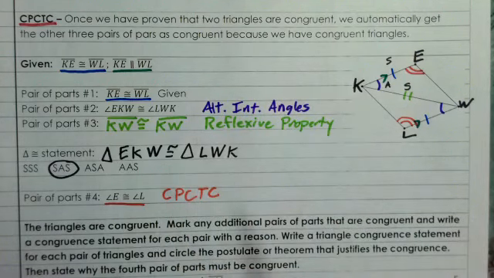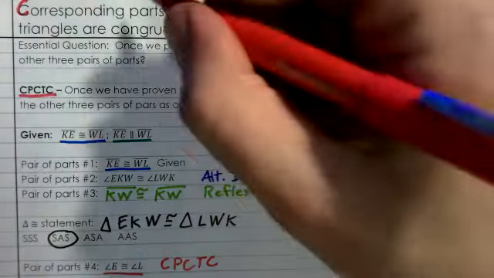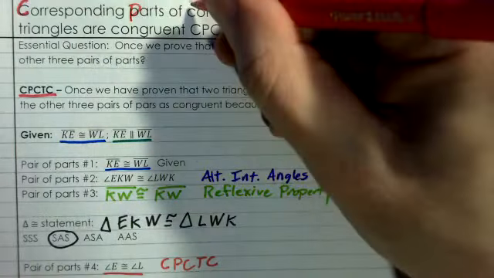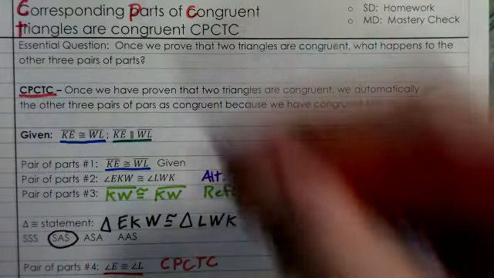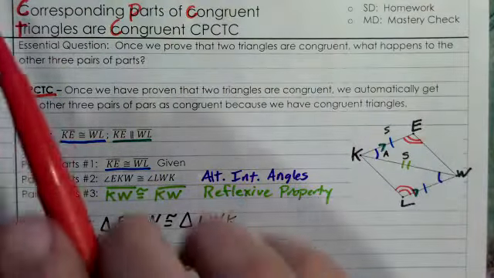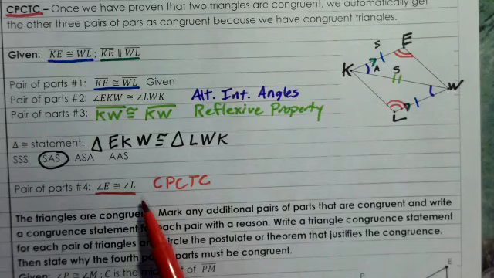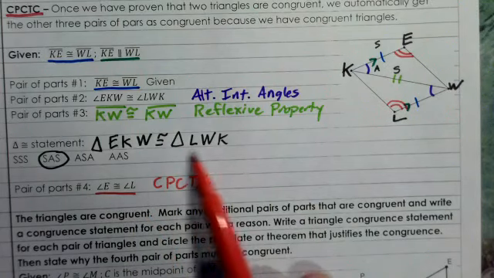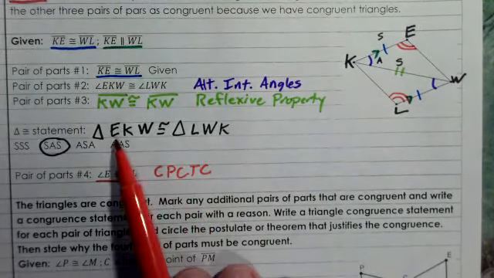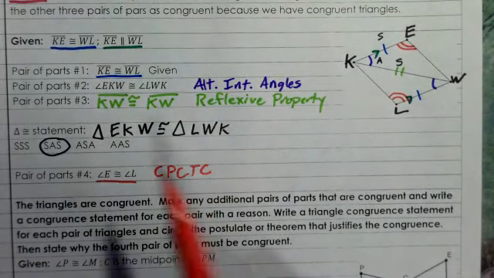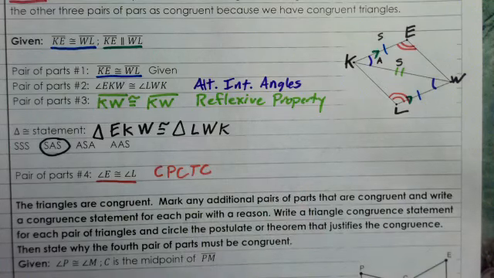And what this stands for is this: corresponding parts of congruent triangles are congruent. So CPCTC says that these corresponding parts of these congruent triangles have to be congruent. E and L are both those first parts, so those two have to be congruent, since I've taken the time to prove these triangles congruent.